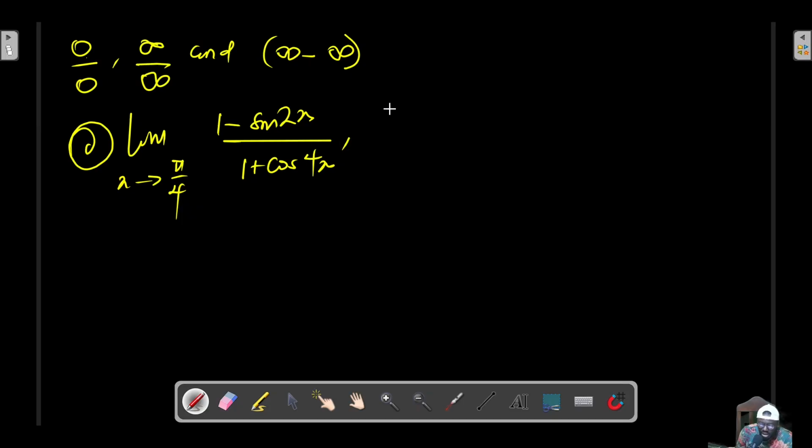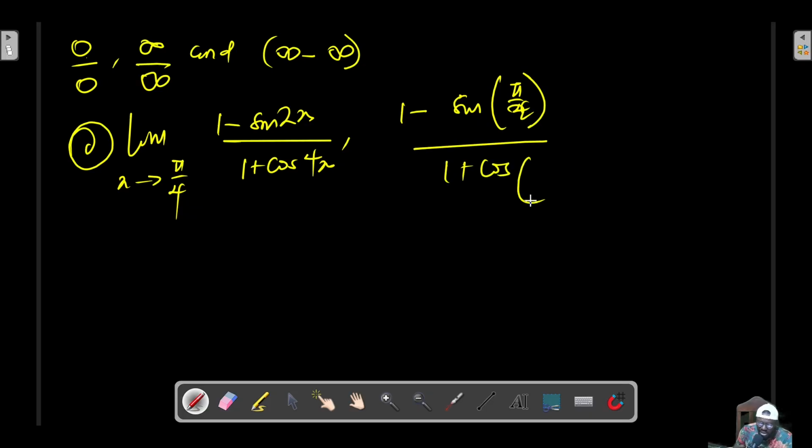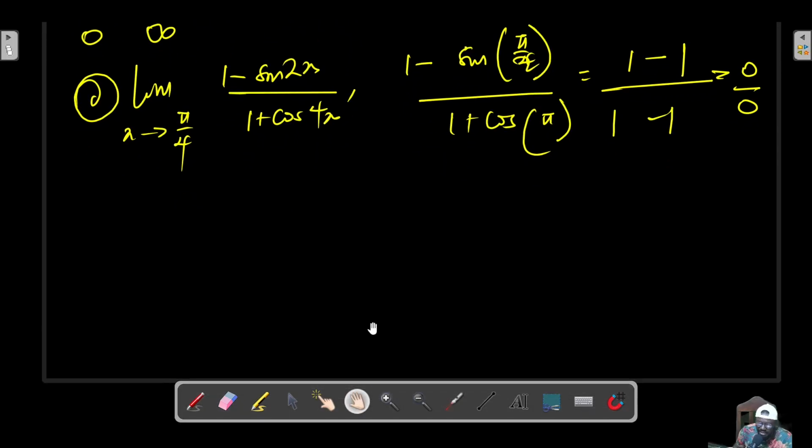So let us check. Doing our direct substitution, as x is approaching pi on 4, we get 1 minus sine of 2 times pi on 4, which gives us pi on 2, all over 1 plus cosine of 4 times pi on 4, which gives us pi. So now what are we going to get? We know sine pi on 2 is 1. Then cosine pi is -1. So we end up with 0 over 0, meaning this is an indeterminate form of limit.